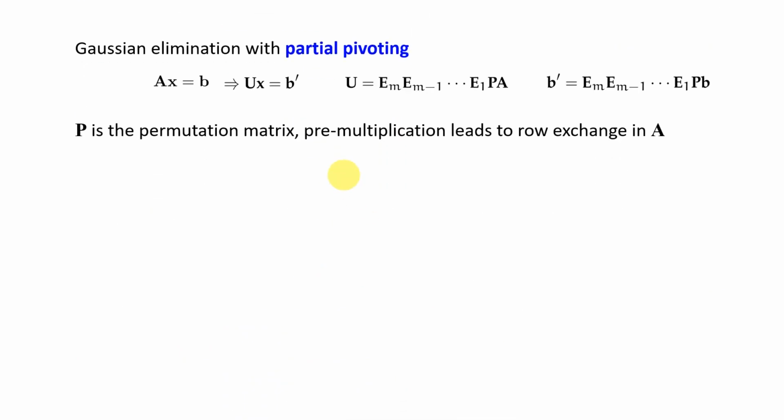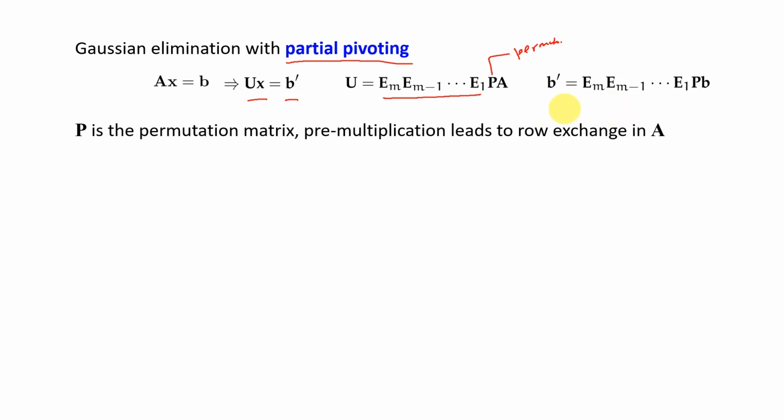Now take a case when we are using partial pivoting. It's not just Gaussian elimination. So if we use partial pivoting, then you know that this U matrix now comes from a series of E matrices. These are elementary matrices, and then there is a P matrix that is a permutation matrix.